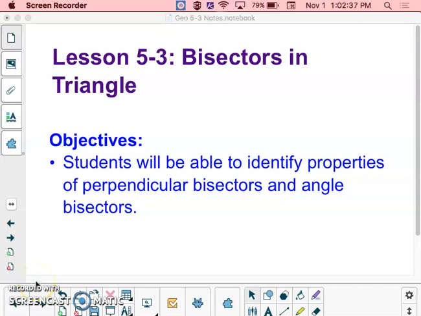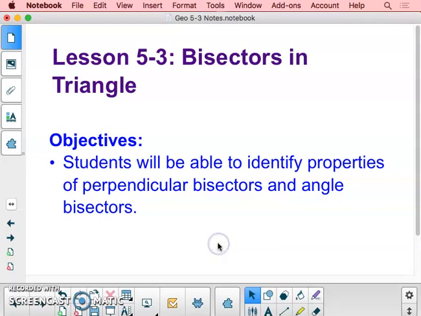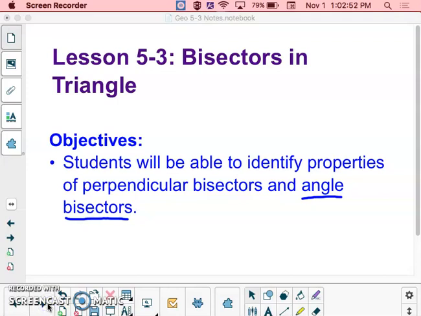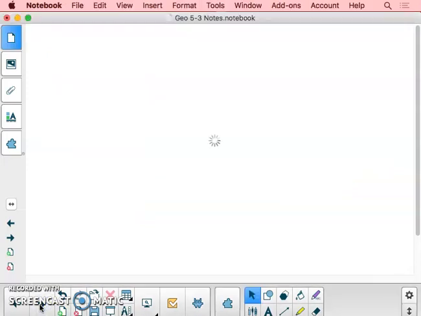Welcome back, Geometry. This is lesson 5.3b, the video for something called the incenter, which is formed when we draw all of the angle bisectors into the triangle. So let me show you a little bit about what that could look like right away here.